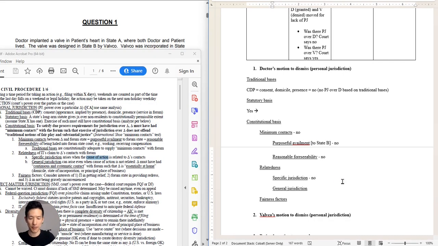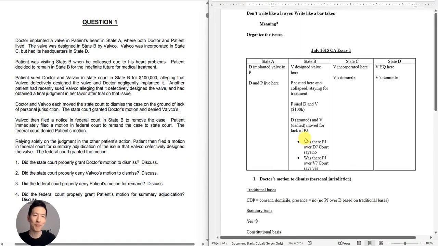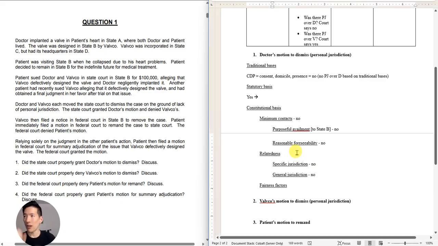General jurisdiction can arise even if the cause of action is not related, which is the case here. So did the doctor have continuous and systematic contact with state B such that the defendant would be essentially at home in state B? No. Again, the doctor has no contact with state B. He or she lives in state A. So there's no relatedness here either.